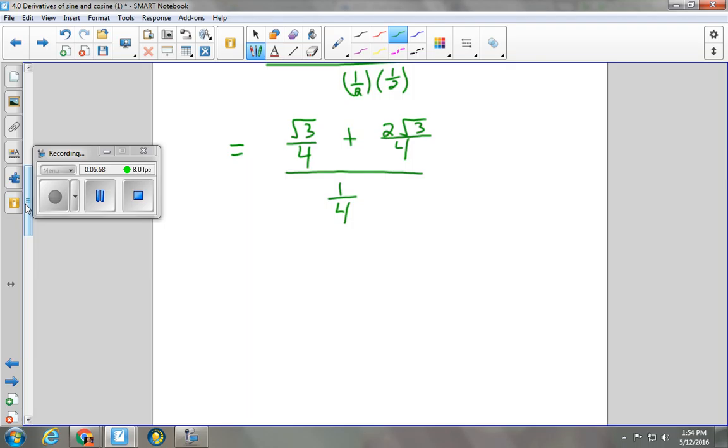So now, what can I do with my 4s? You know that garbage can over there? Put them there. Okay, I'm going to cancel. Is that what you meant by that? So I can cancel my 4s, right? Because they're both in the denominator. So we got 4 over 4 is what that would be, right? So in the end, we've just got root 3 plus 2 root 3.